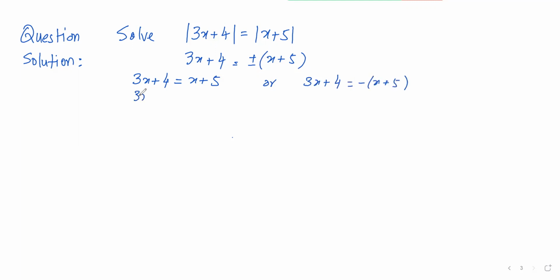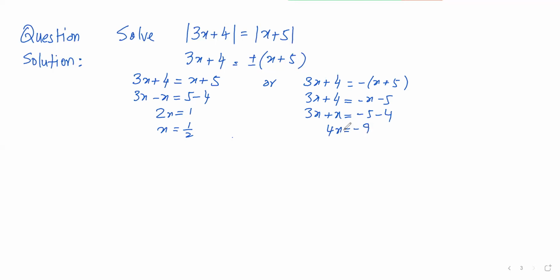So simplify. 3x minus x is equal to 5 minus 4, and 2x is equal to 1. x is equal to 1 over 2 is the answer coming from this end. And 3x plus 4 is equal to minus x minus 5. 3x plus x is equal to minus 5 minus 4. Simple solution. 4x is equal to minus 9 and x is equal to minus 9 upon 4. So don't leave your answer here, but we need to check in the given equation.